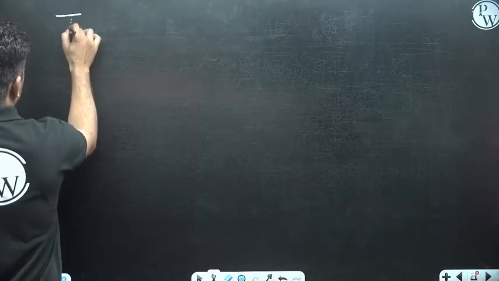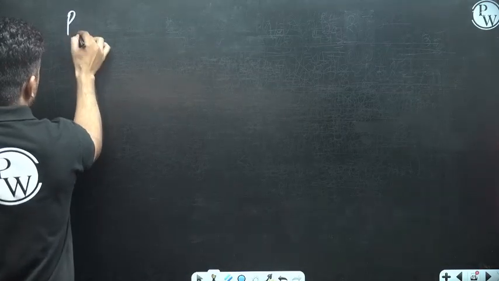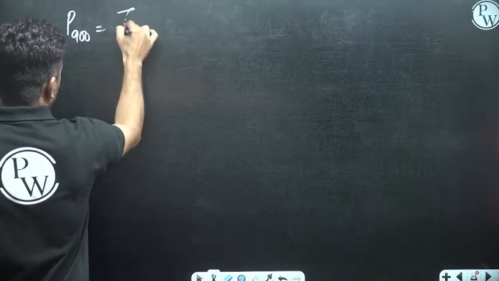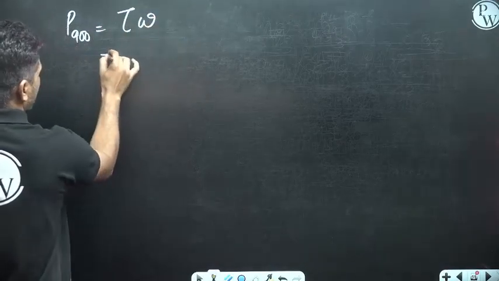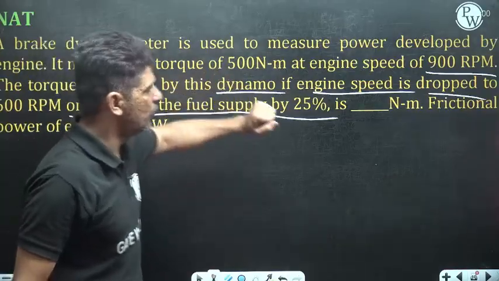So let's say your dynamometer is measuring the power. The power measured at 900 RPM can be written as torque multiplied by omega, and the torque that is measured is 500 Newton meter.